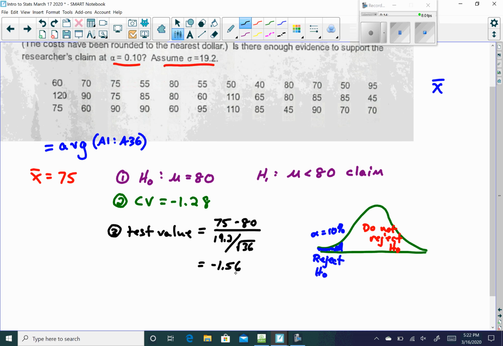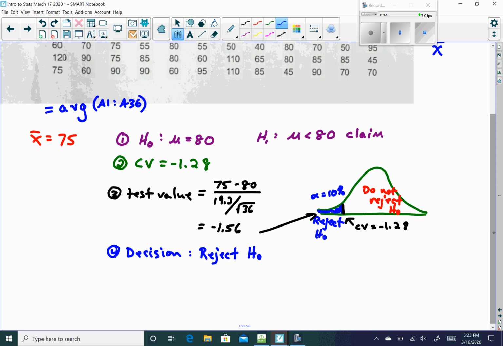So negative 1.56, if we go over here, our critical value is negative 1.28. So negative 1.56 will end up in that shaded region. So then our decision is to reject the null hypothesis.